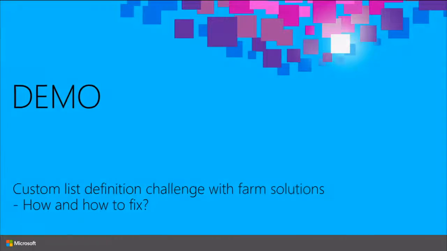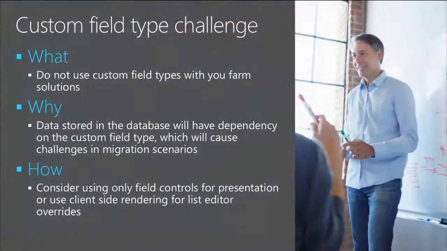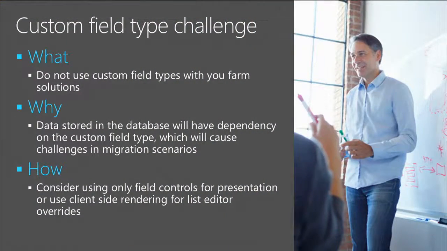The one thing that I also mentioned already is the custom list type, field types. Custom field types have a similar kind of challenge. Whenever you do custom field types, you are creating a dependency within your content to your XML files and code within the server itself. So that means that you cannot actually access the content in a similar way as we cannot access that list when we retracted the farm solution away.